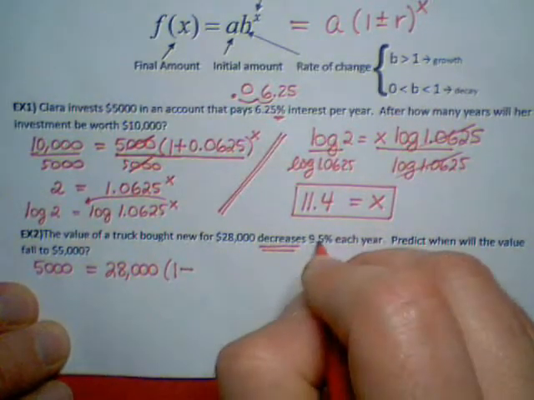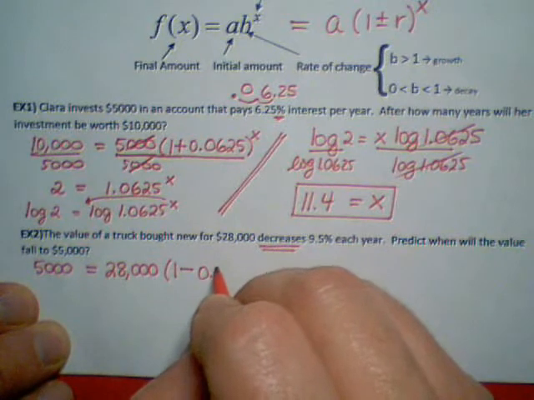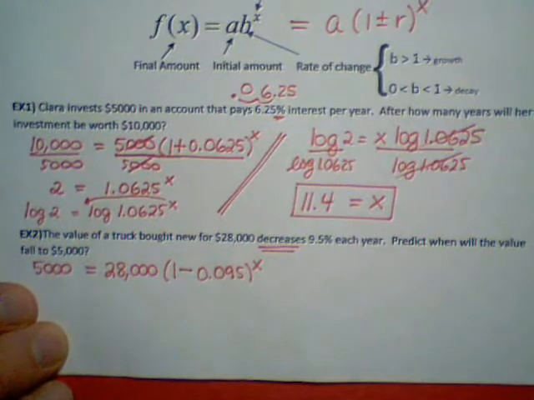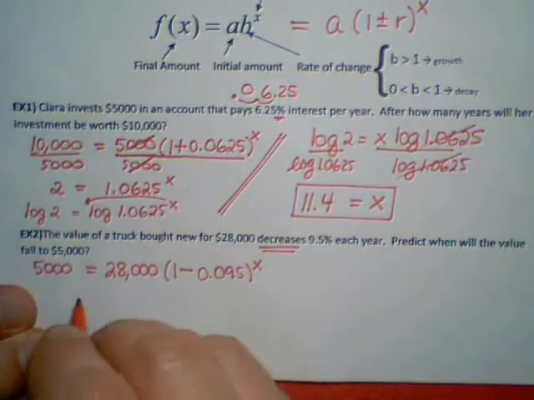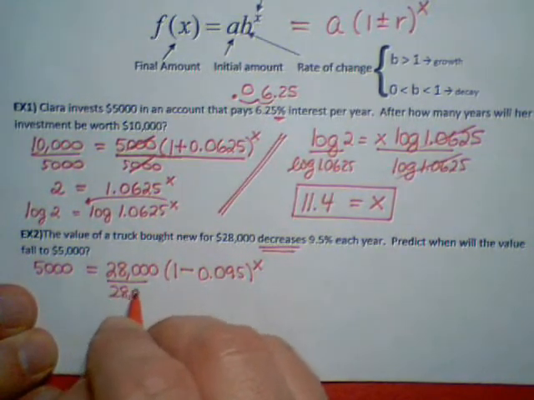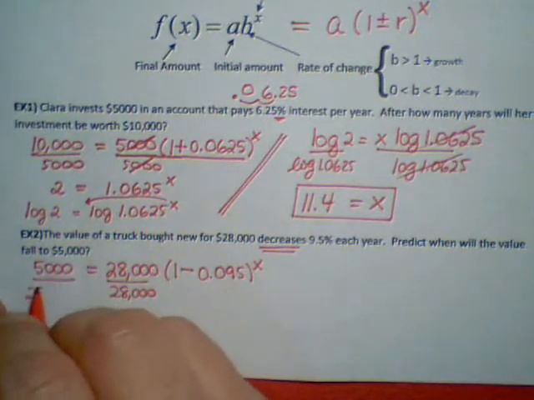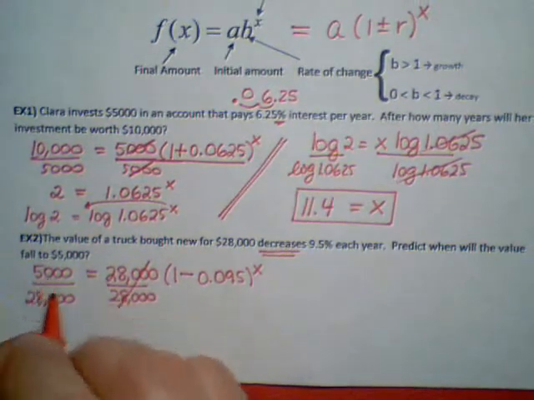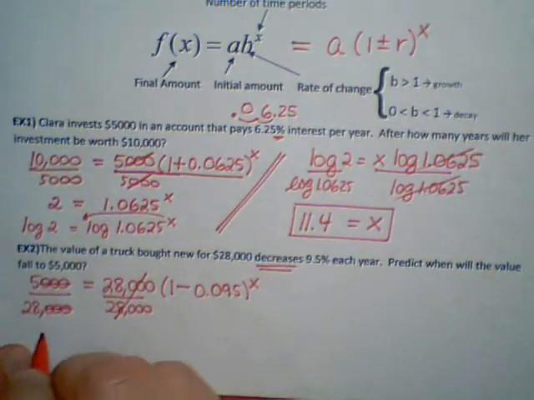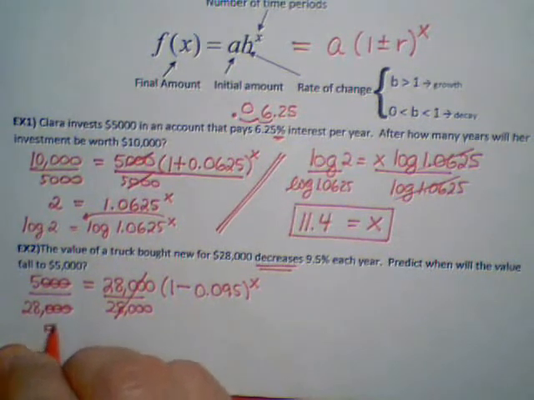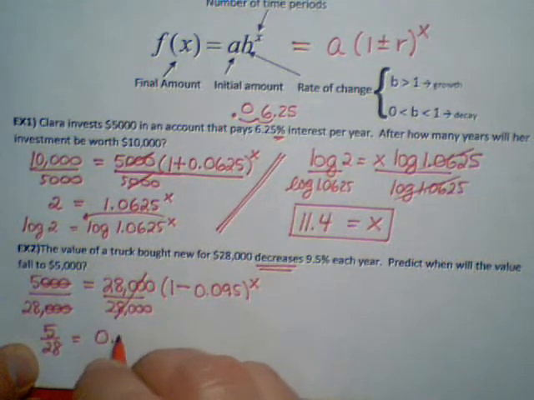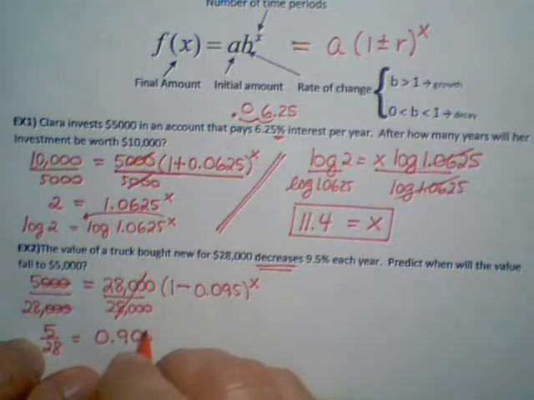So we need to change this to a decimal, so this will be 0.095 raised to the x. And now we just have to solve the equation. So we're going to divide by 28,000. That cancels. Here we cancel the zeros. You can write it as a fraction, 5 over 28. And 1 minus 0.095 is 0.905 to the x.